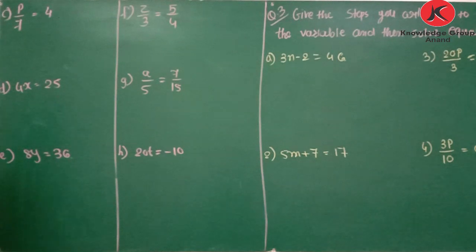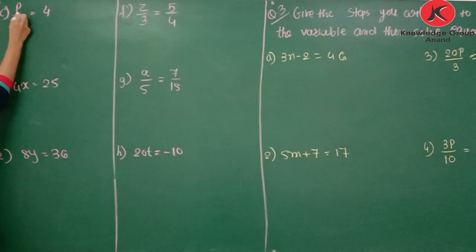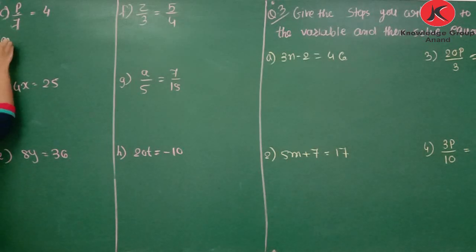Now next, p by 7 is equal to 4. What do we need to find? P, which means we need to remove this 7. 7 is in a division, so multiply by 7 on both sides.